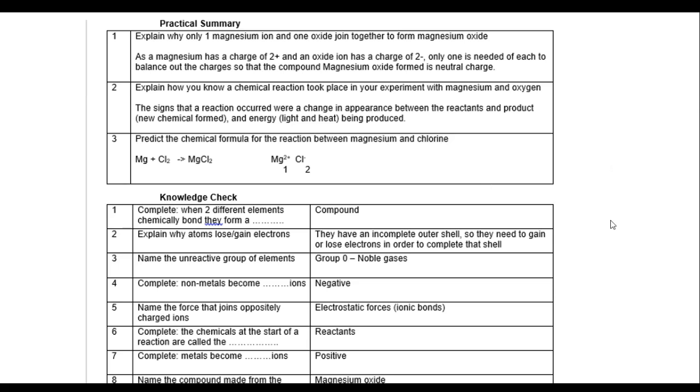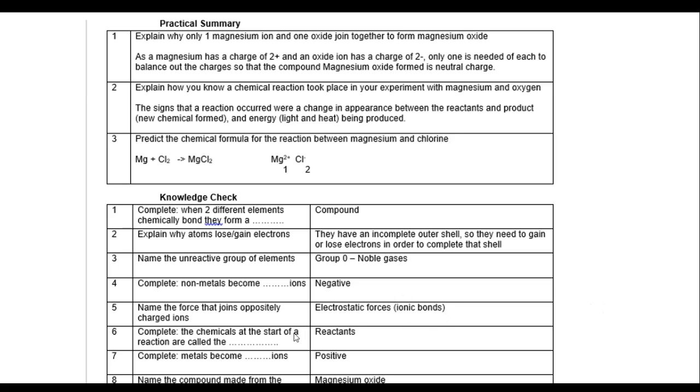Now, in terms of the knowledge check, when 2 different elements chemically bond, they form a compound. Atoms lose or gain electrons because they have an incomplete outer shell, so they need to gain or lose electrons in order to complete that shell. In terms of the unreactive group of elements, it is group 0, which are the noble gases. Non-metal elements become negative ions. The force that joins oppositely charged ions is electrostatic forces, and they of course then form ionic bonds.